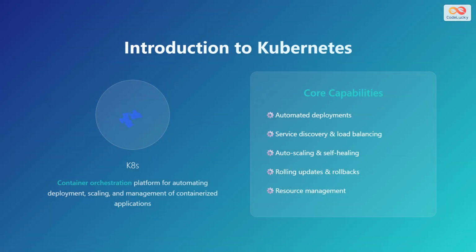Now let us explore Kubernetes. Kubernetes is a container orchestration platform for automating deployment, scaling, and management of containerized applications. The core capabilities include automated deployments, service discovery and load balancing, auto-scaling and self-healing, rolling updates and rollbacks, and resource management.